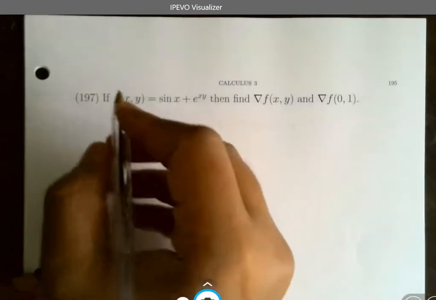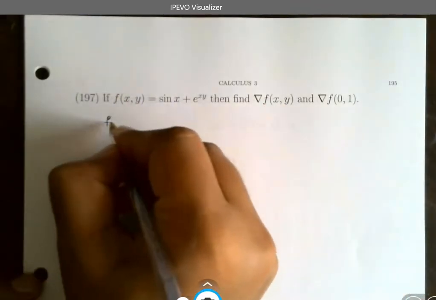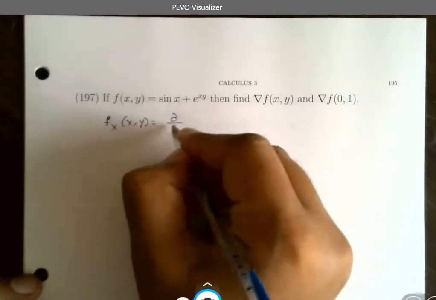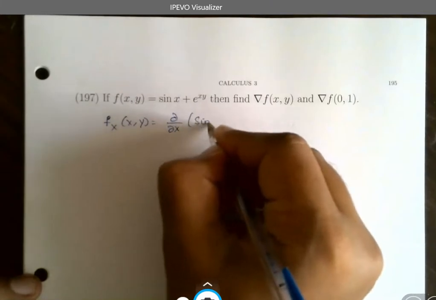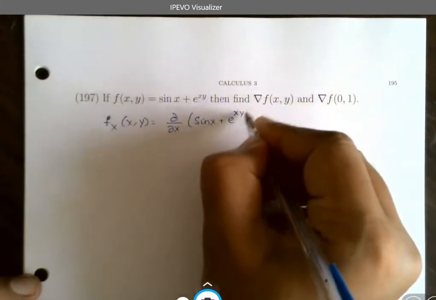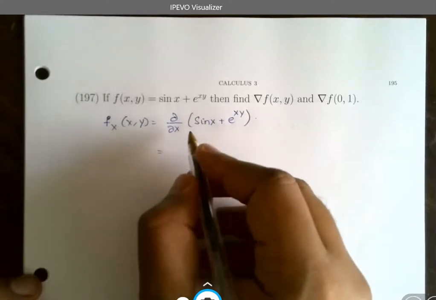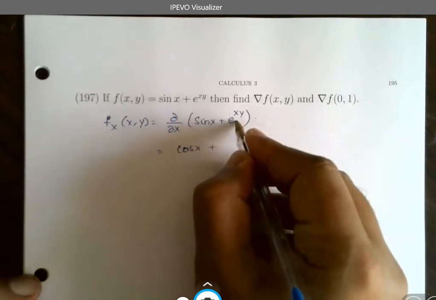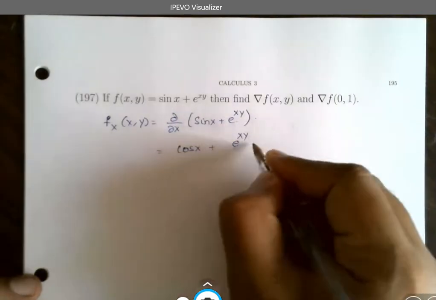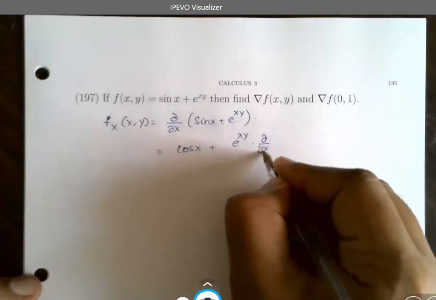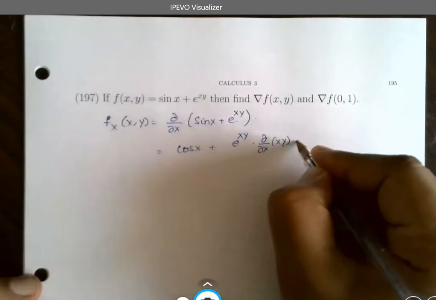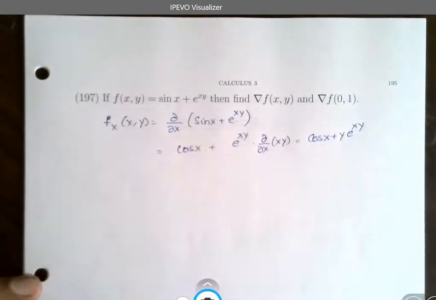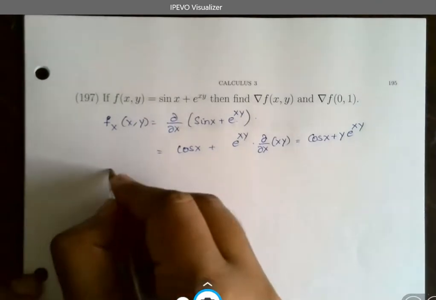Now, to find a gradient, you need the partial derivative f_x. So f_x at (x, y) is going to be, you differentiate with respect to x, sine x plus e to the xy. The derivative of sine x is cosine x, plus the derivative of e to the xy, which is e to the xy times the derivative of xy with respect to x. y is treated as a constant, so y steps out, and you get y e to the xy. I hope you understood that.